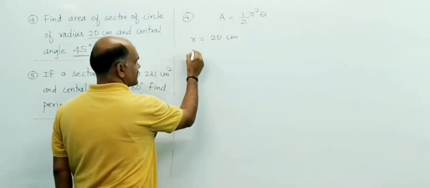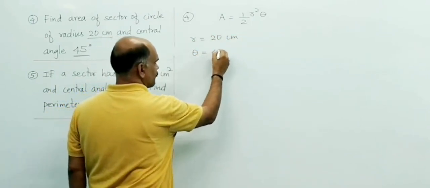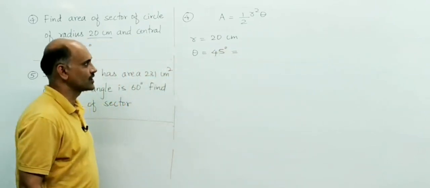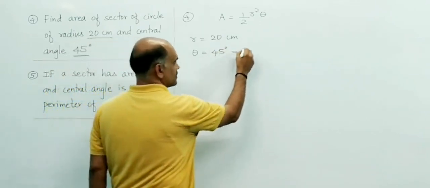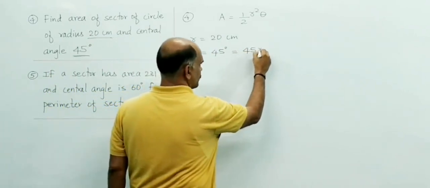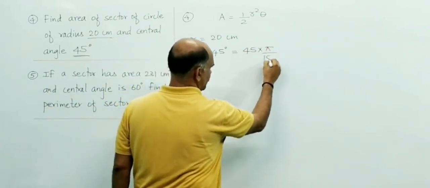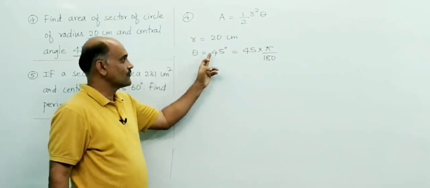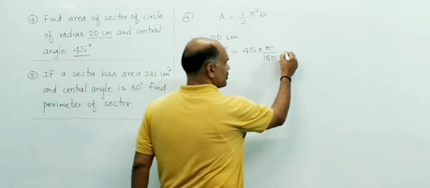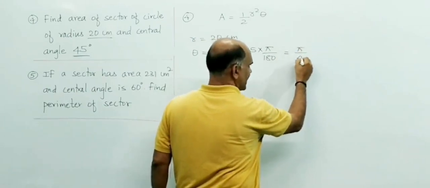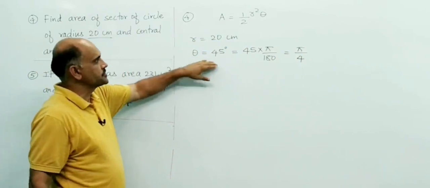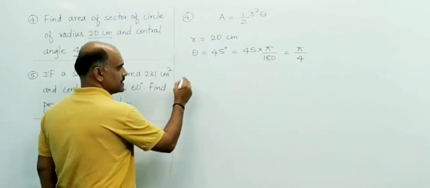He has given central angle theta 45 degree. So this you are required to convert into radian. So 45 into pi by 180, or the direct hint I have told: 45 means you will have pi by 4. Directly you can write pi by 4. Now substitute these values in the above formula.